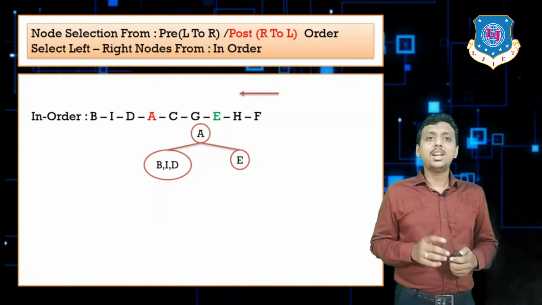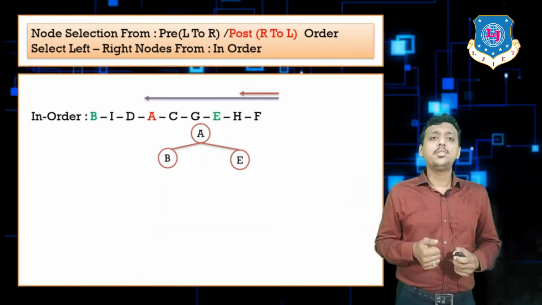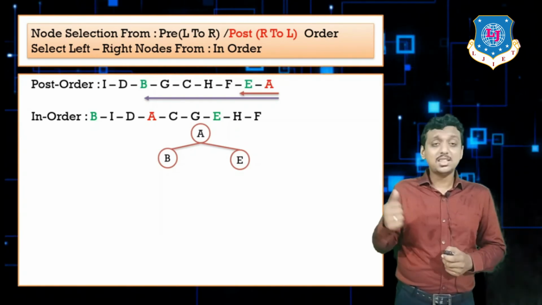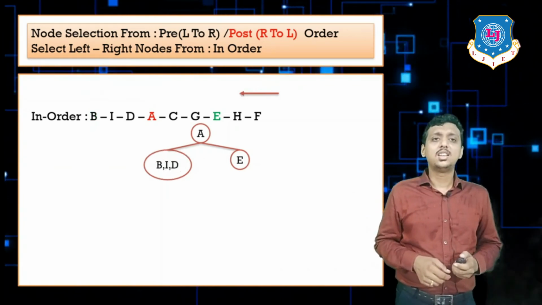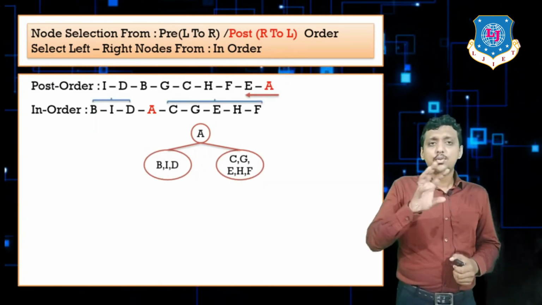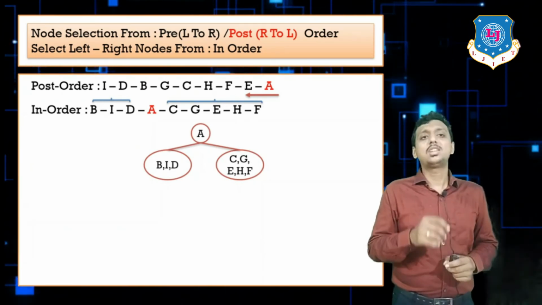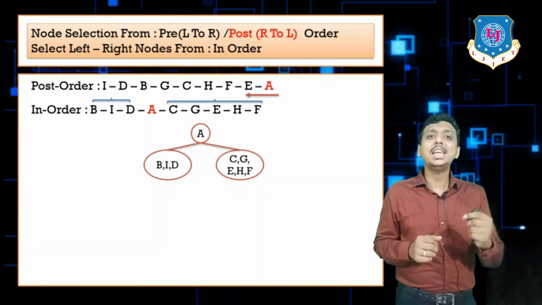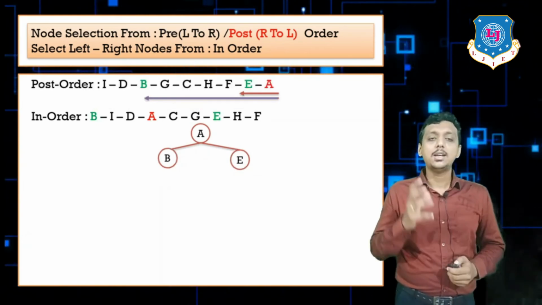How? See, from the right subtree, I am just selecting node E, and from the left subtree, I am going to select node B because it goes first. See, I'm just checking the whole post-order sequence from right to left. Okay, for this we have B, I, D and C, G, E, H and F. Okay, so from B, I, D, which node should I select? Just go from right to left. B comes first, so select B. And from C, G, E, H, F, which node should I select? Students, that is node E, so I need to select node E first. Fine, so here it is, selecting node E and B.